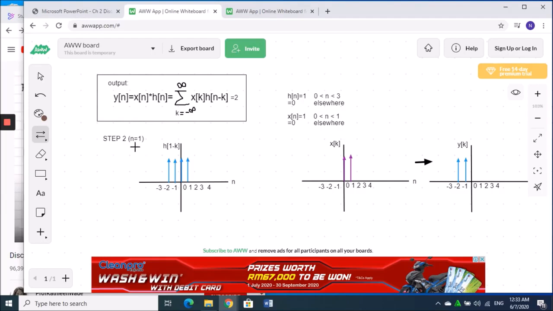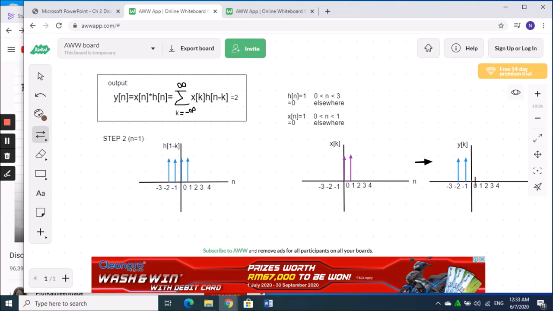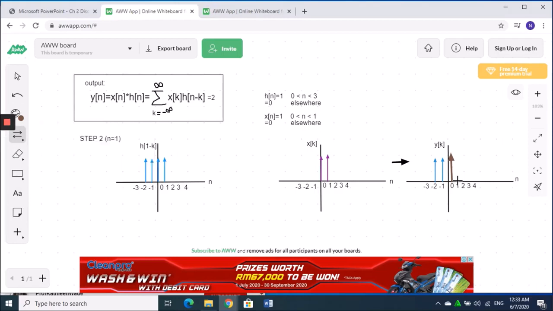Next, for step 2, n equal to 1. So the impulse response will be h[1 minus k], so it will move forward until 1. And then the input will be the same. And the output will be a combination of 0 and 1, and 1 here. Okay, so the output will be 2.